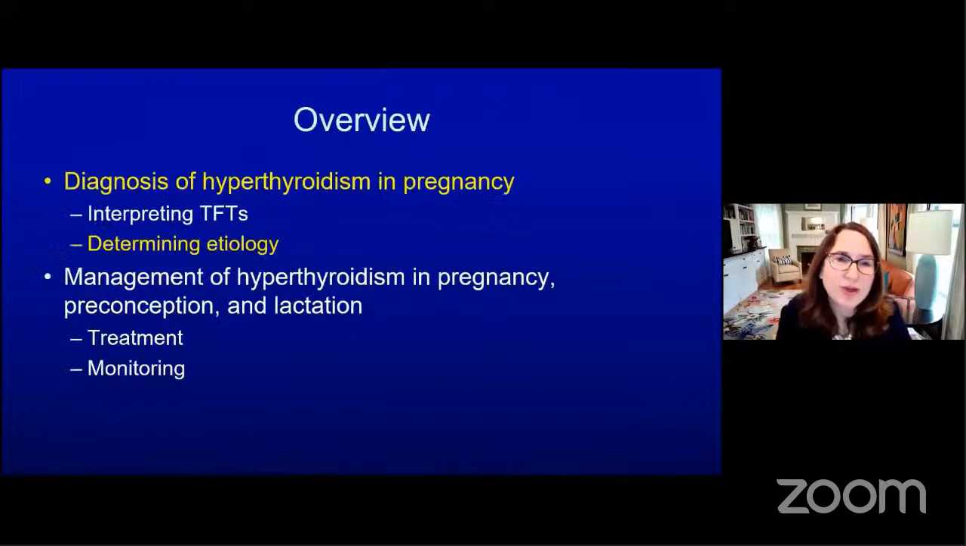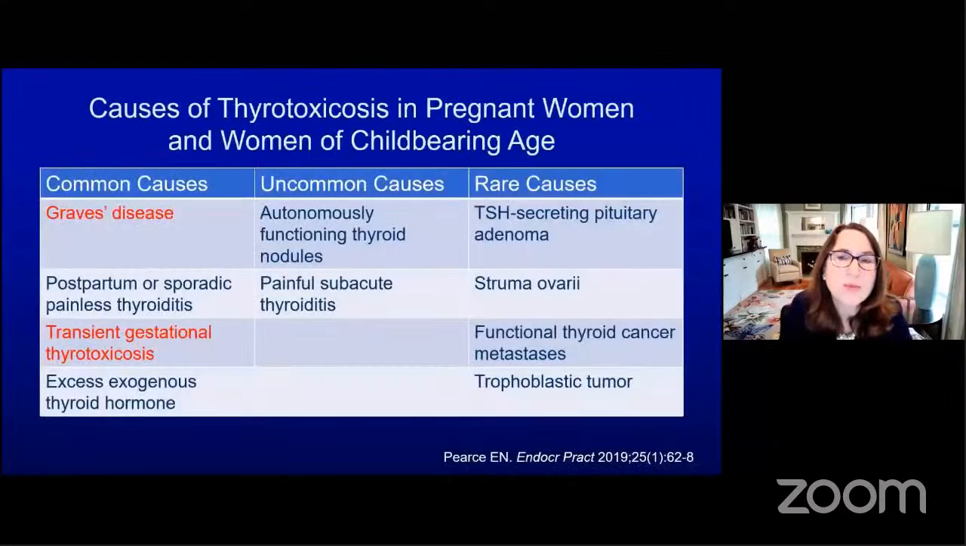So when hyperthyroidism presents in the first trimester of pregnancy, we need to think about etiology. In general, outside the pregnancy setting, the most common cause of hyperthyroidism in women of reproductive age is going to be Graves' disease. But in early gestation, the most common cause is actually not Graves' disease, but this entity we know as transient gestational thyrotoxicosis. There are certainly other potential causes of hyperthyroidism in pregnancy, but all the others are much less frequent. For example, autonomously functioning thyroid nodules can occur in women of childbearing age, but they're relatively infrequent.